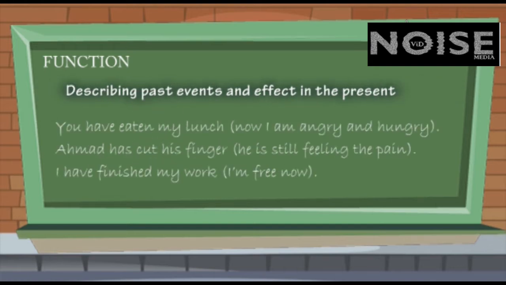This tense is also used to describe past events when we think more of their effect in the present than of the action itself. For example, you have eaten my lunch now. What is the effect? You've eaten my lunch. I'm angry and I'm hungry as well. Ahmad has cut his finger, and imagine the effect. He is still feeling pain. And if I say I've finished my work, it simply means I can sit back. I can relax, now I'm free.